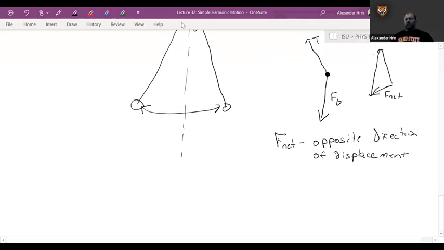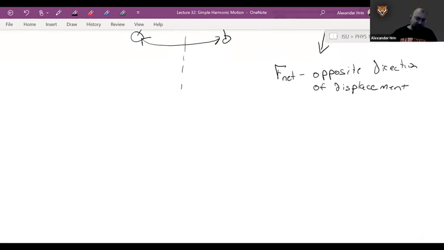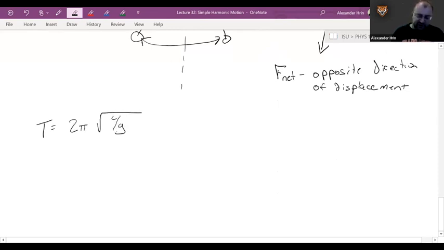Okay, so I'm not going to go through the analysis. This one not only requires calculus, but it requires some small angle approximation, so we're not going to do that. But I'll give you the formulas that come out of this. T is equal to 2 pi times the square root of L over g. f is then equal to 1 over 2 pi times the square root of g over L.